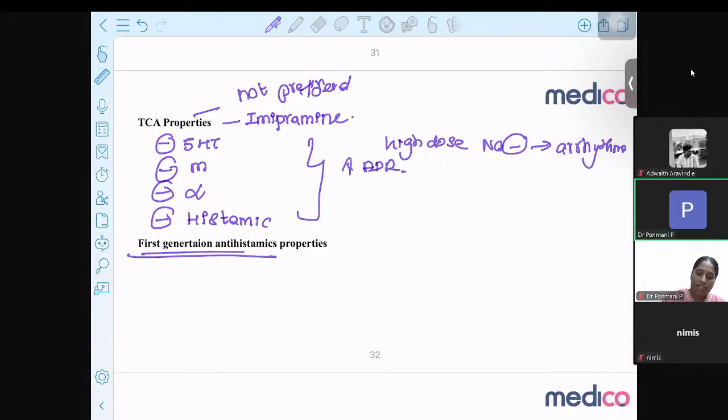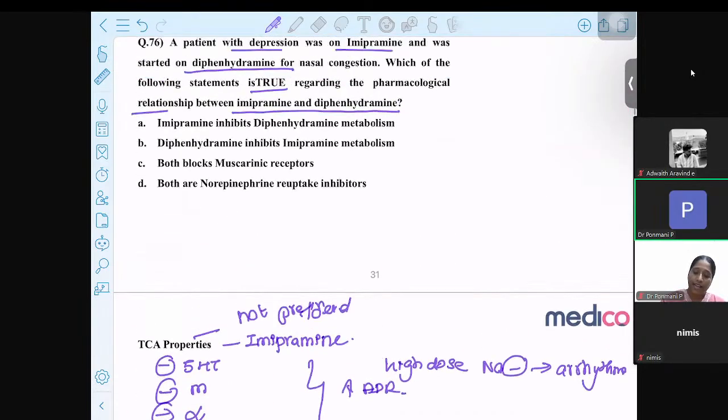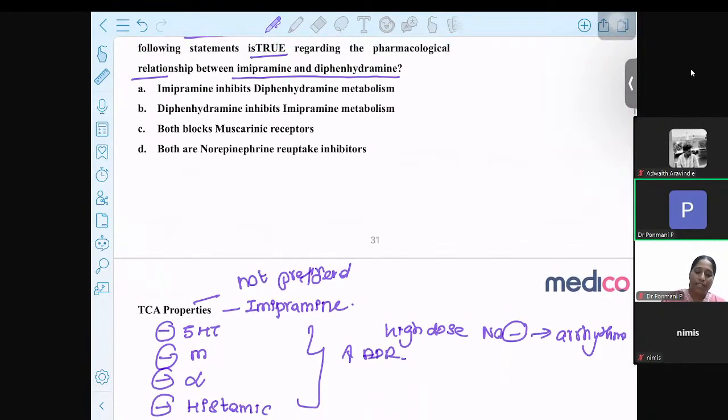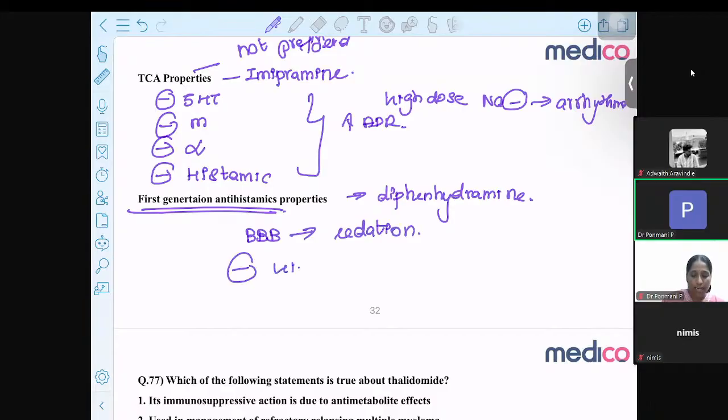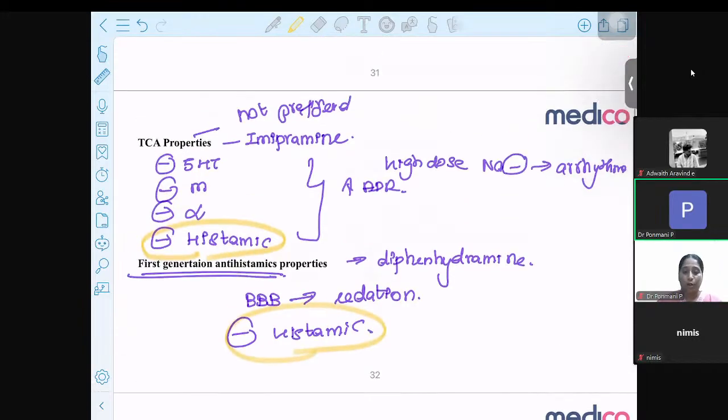And what about first generation antihistaminics? Diphenhydramine, which they have prescribed here, is an antihistamine, especially a first generation antihistamine. So what is it going to do? First generation antihistamine, what is the specialty? It can cross the blood-brain barrier and it can cause sedation. Okay, and this is also blocking the histaminic receptor. Now, what is the common thing? This is also blocking histaminic and this is also blocking histaminic.